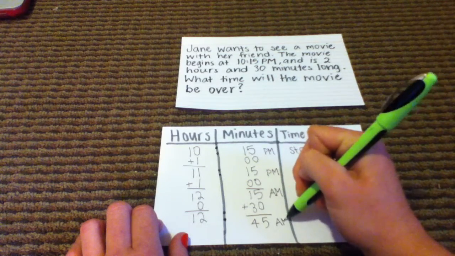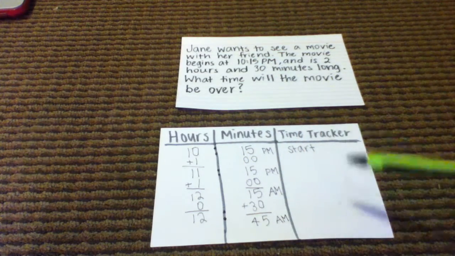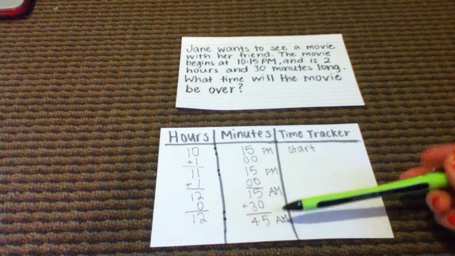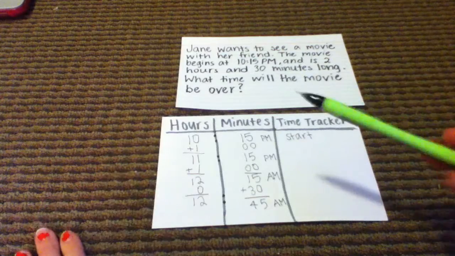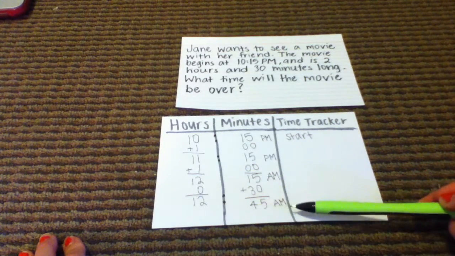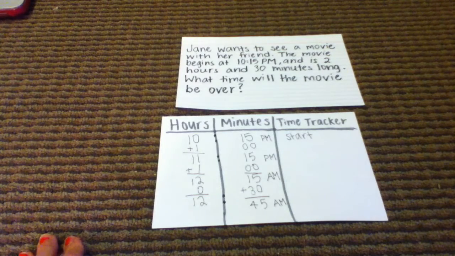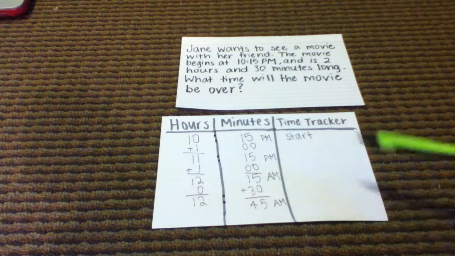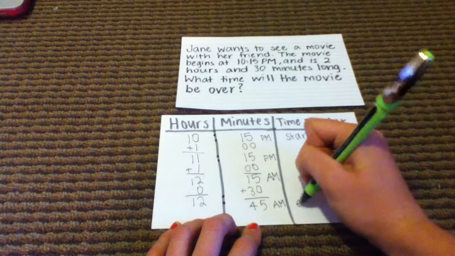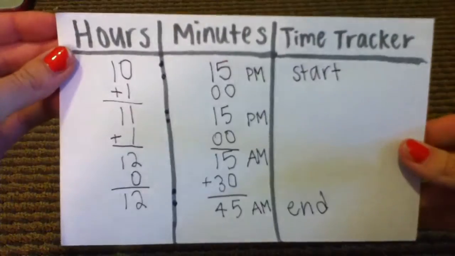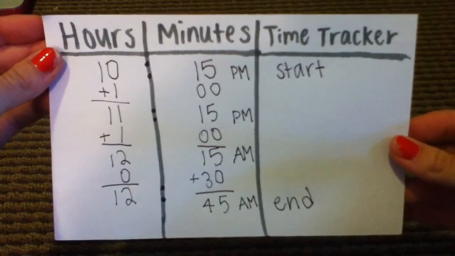And this is still a.m., so we're just going to double check and make sure we're still good for base 60. So 45 minutes is smaller than 60 minutes, so we're good right there. So our ending time is 12:45 a.m. So we said the movie began at 10:15. It was 2 hours and 30 minutes long, and the movie would be over at 12:45 a.m. And this is our end time. So that's how you solve that using the Make 60 approach.